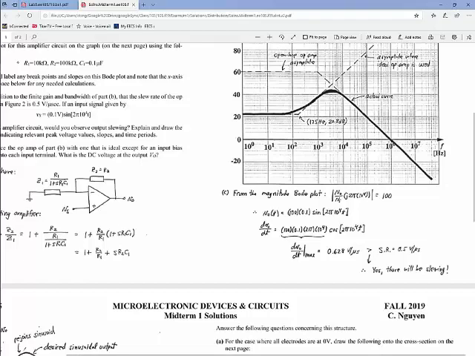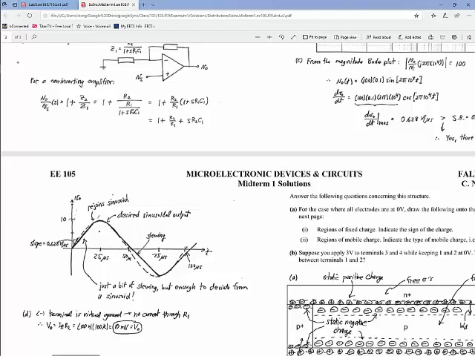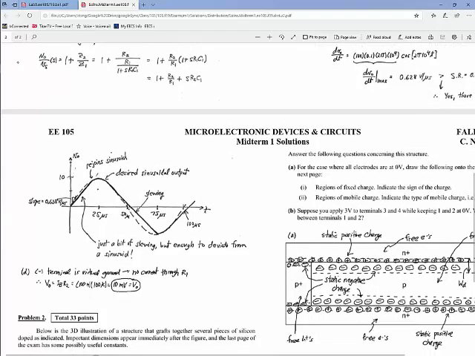And then after that, you had to plot that. Here's the plot for that. You would first plot the sinusoid as a dotted line, and then the actual output would look something like a triangle wave, almost a triangle wave, but not quite. And then finally part D, probably the easiest problem of the whole thing.